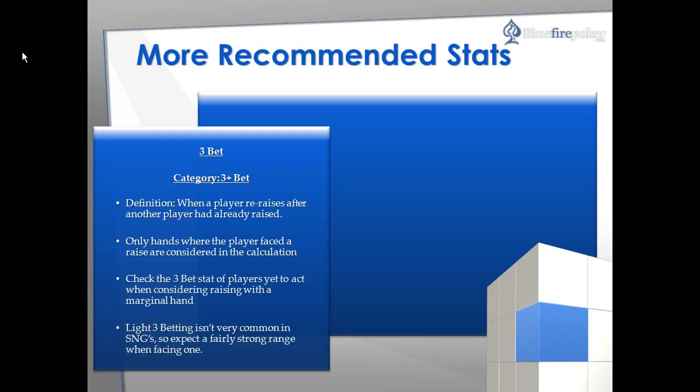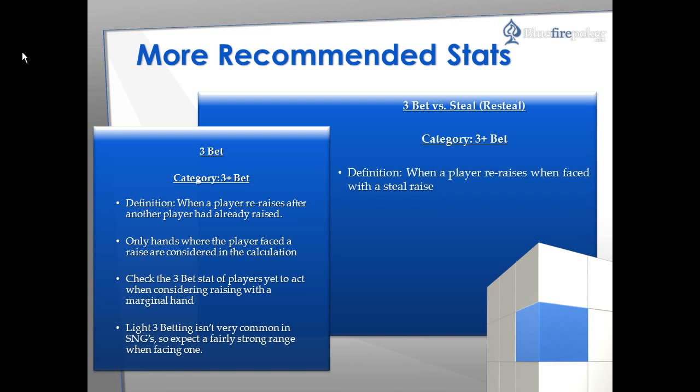Light 3-betting isn't very common in sit-and-goes, so we should expect a fairly strong range when we are facing a 3-bet. The next is the 3-bet versus a steal, or the re-steal stat. This is also under the 3-bet category in the HUD player preferences, and this is when a player re-raises when faced with a steal raise.